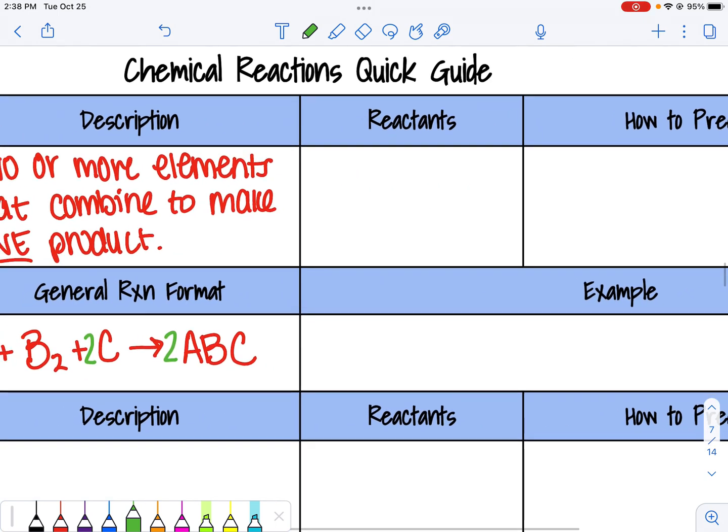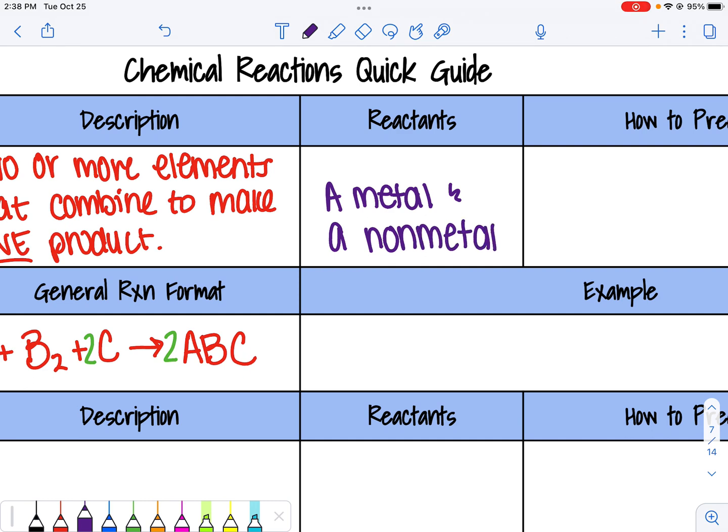For anything that I have you predict products for, we're going to predict products only for the synthesis of ionic compound formulas. So our reactants that we're going to see are a metal and a nonmetal. Anytime I ask you to predict products for a synthesis reaction, you're predicting the formation of an ionic compound. This is not the only type of synthesis reaction that exists, but this is the only one that we're going to predict products for.